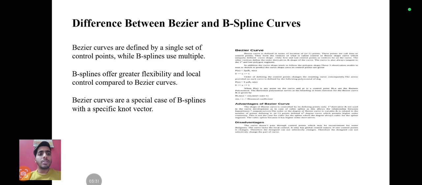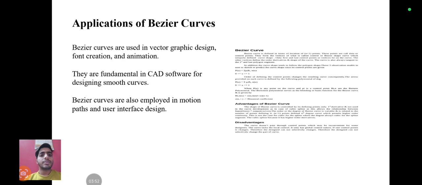Difference between Bezier and B-spline curves. Bezier curves are defined by a single set of control points while B-splines use multiple. B-splines offer greater flexibility and local control compared to Bezier curves. Bezier curves are a special case of B-splines with a specific knot vector.